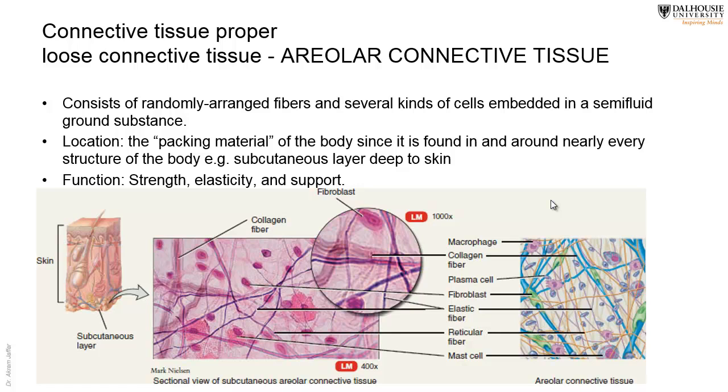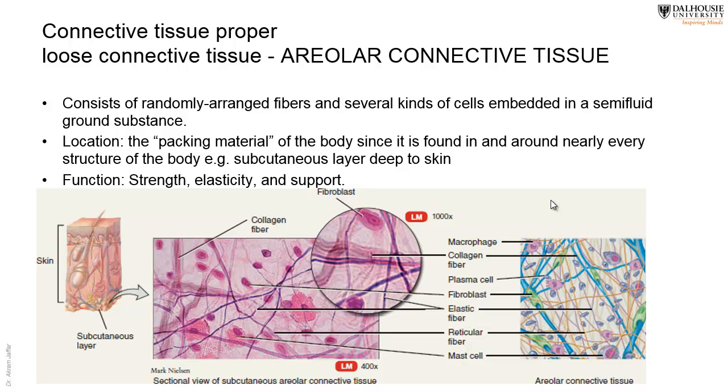And this is almost present everywhere in the body. It is like the packing material. Whenever there is a space, it is packed by areolar connective tissue. Multiple types of fibers are present in it, and these are randomly arranged in different directions. They are not arranged in bundles like we will see later on in another type of connective tissue. They are in different directions, and it's not a single type of fiber.